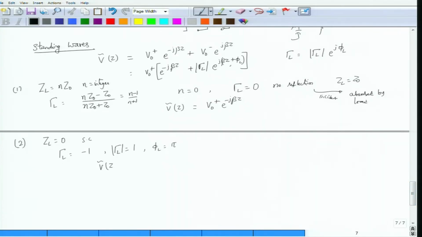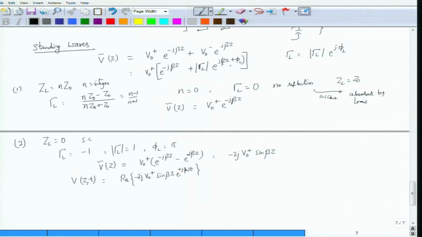So what you see is V of z is equal to V0 plus e power minus j beta z minus e power plus j beta z. But this is nothing but minus 2j V0 plus sin beta z. So the phasor that you see is actually minus 2j V0 plus sin beta z, and if you now try to find out what is actually V of z and time, that is in terms of both space and time, you see that this is real part of minus 2j V0 plus sin beta z e power j omega t.